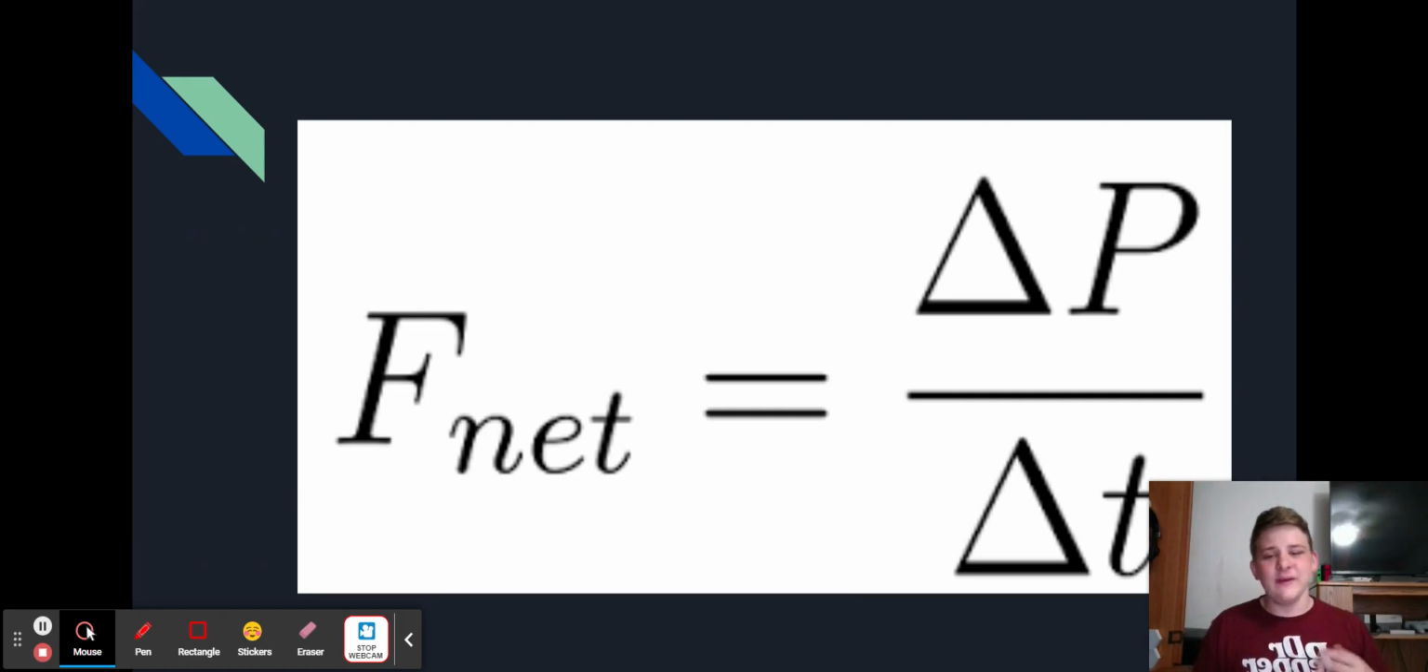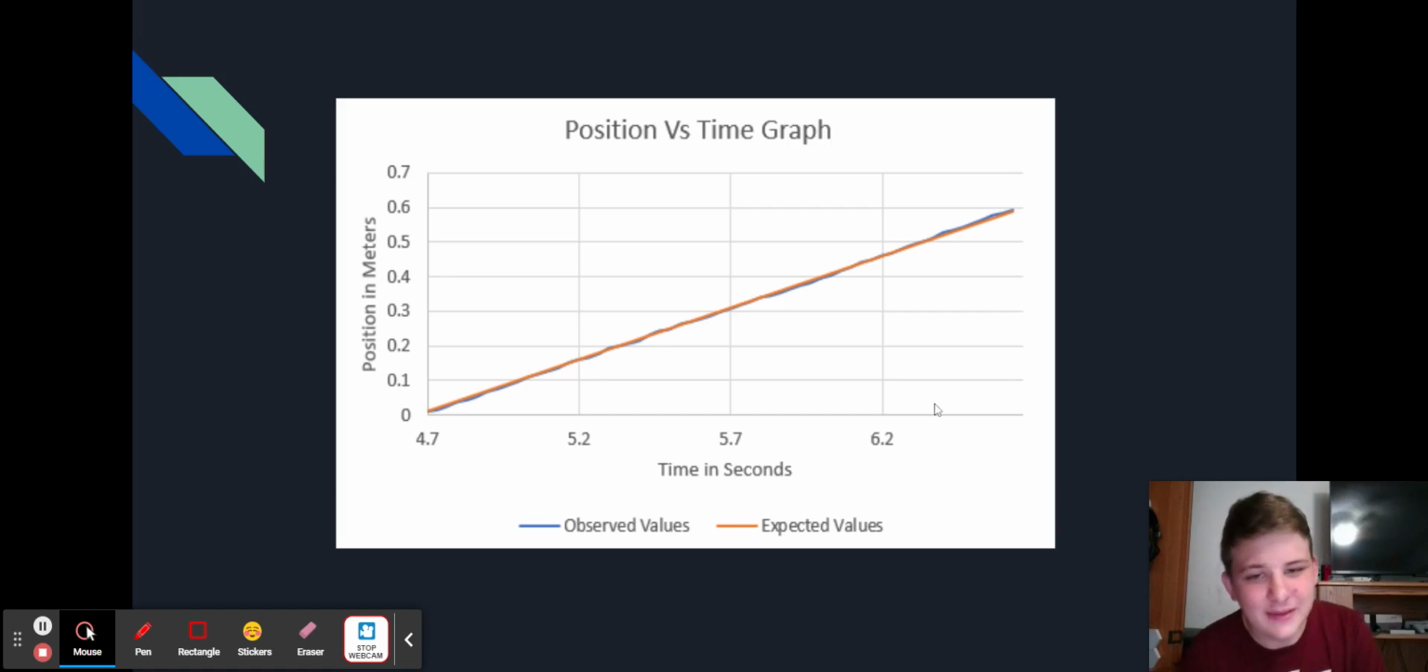Now, we also need to evaluate different principles of physics for this lab to make sense. For instance, we need the momentum version of Isaac Newton's second law, which states the change in momentum over the change in time equals our net force, which we will get into later. And here's a little sneak preview of what is to come.